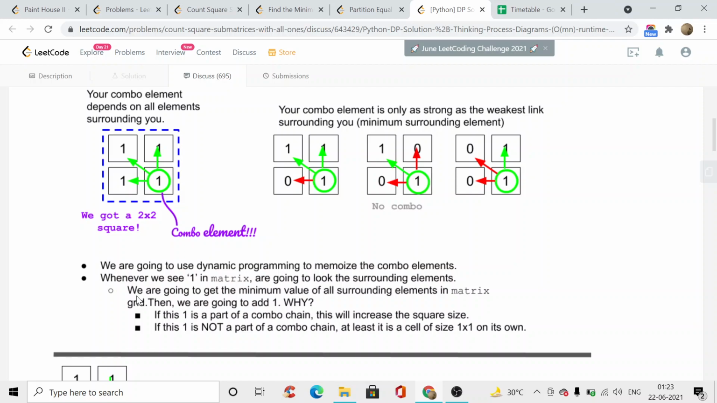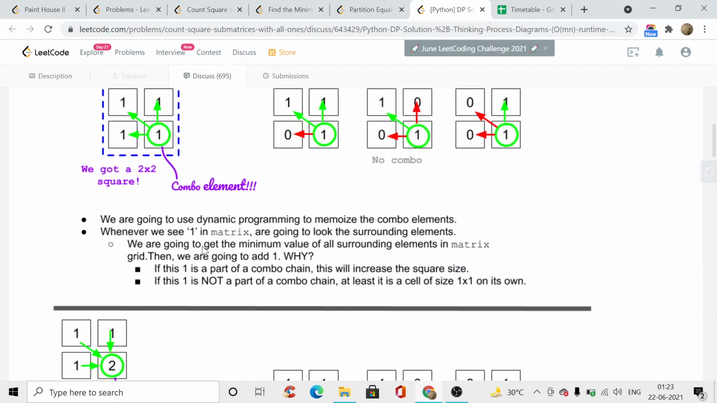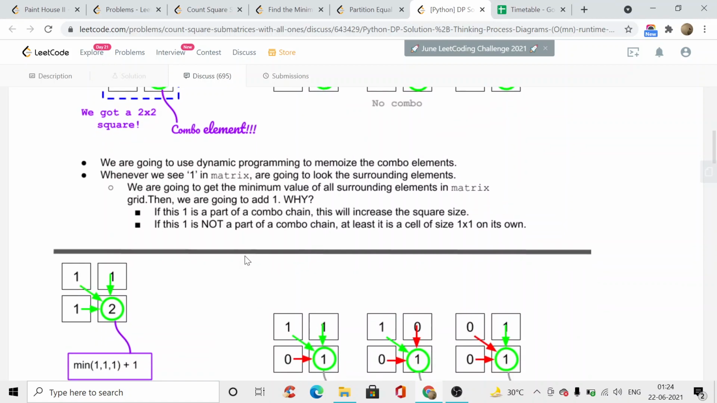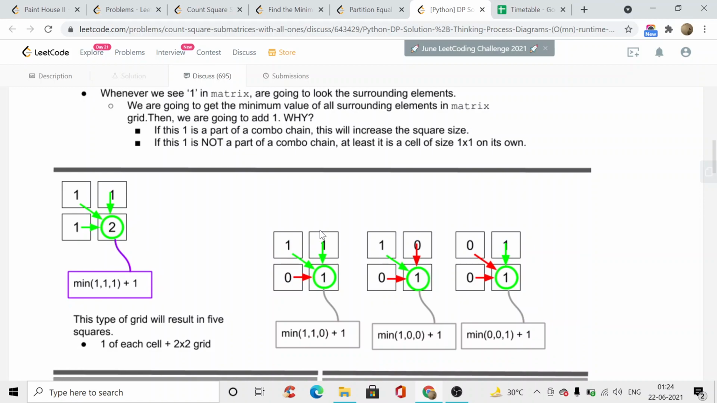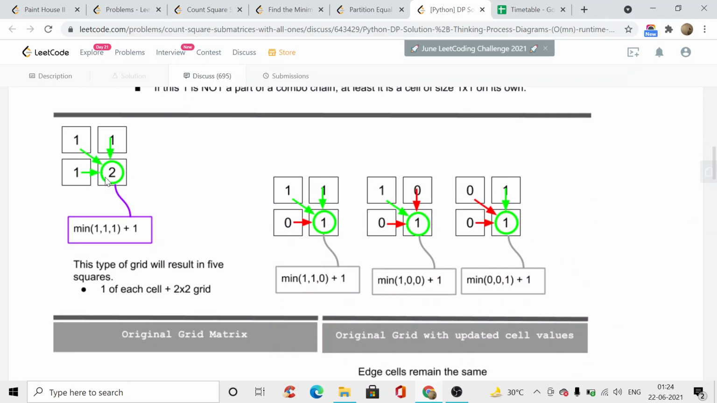Then why? If this one is part of the combo chain, then it increases the square size. If this one is not part of the combo chain, increase this. What is it doing?